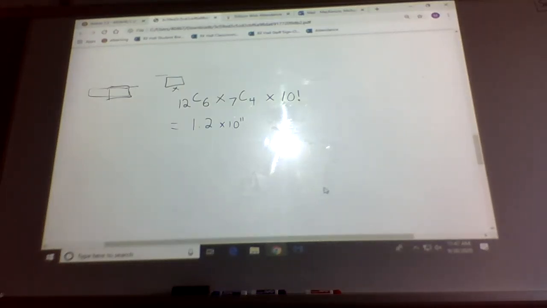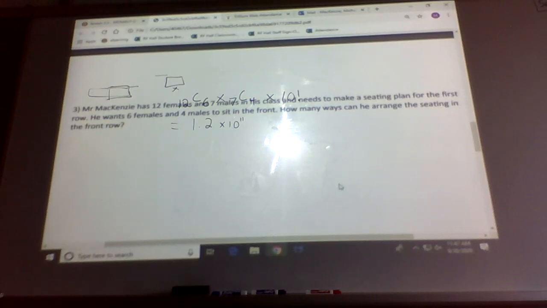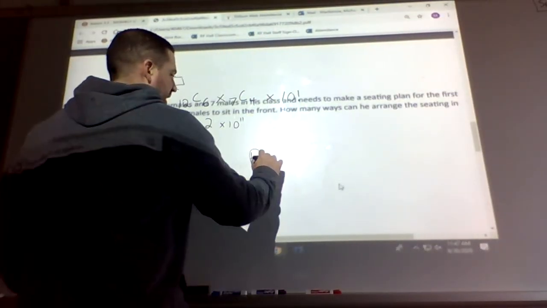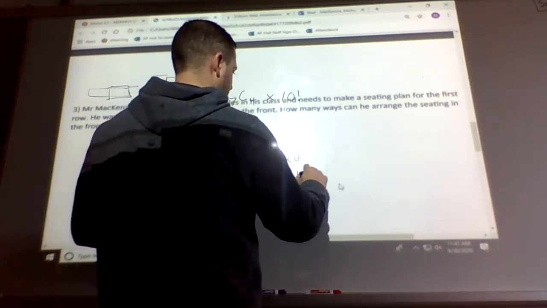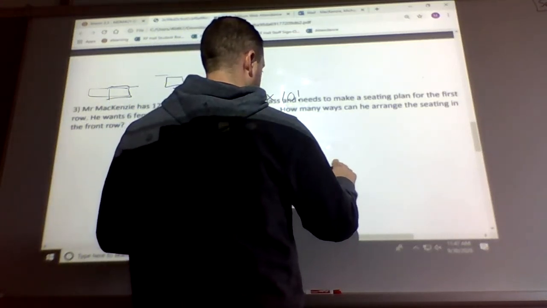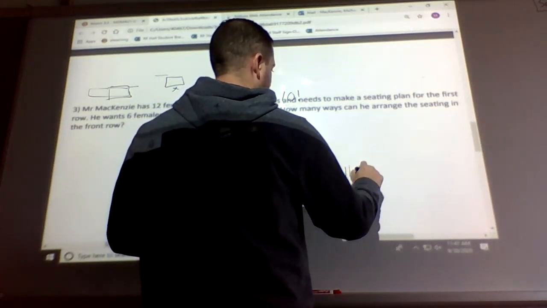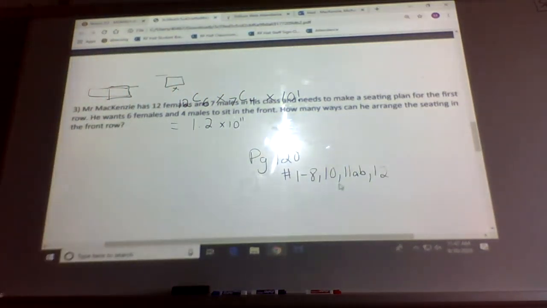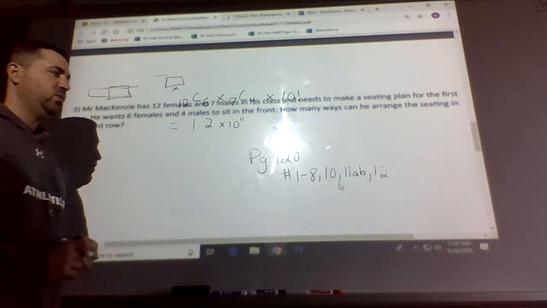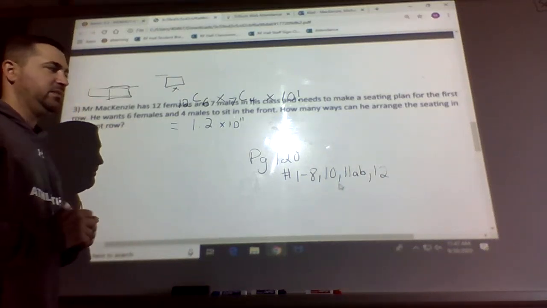And I have the homework questions there. For some reason, I didn't put the homework questions, but I have them in front of me. Page 120, numbers 1 to 8, 10, 11 AB, and 12. So page 120, 1 to 8, 10, 11 AB, and 12.